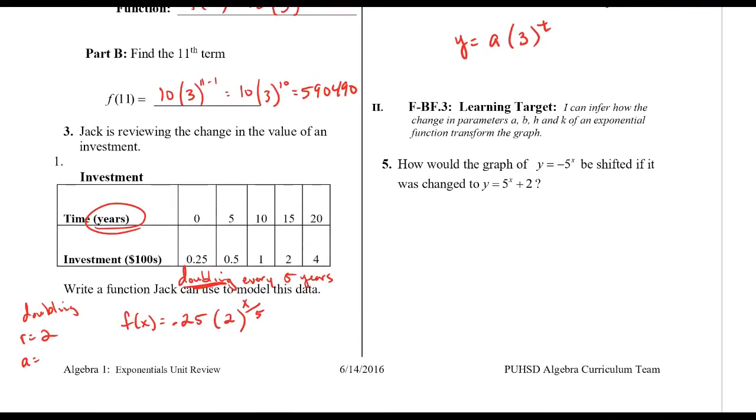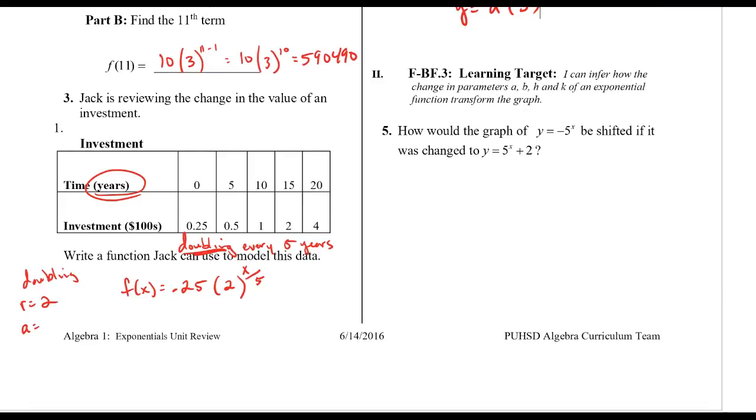So number 5, how would the graph of y equals negative 5 to the x be shifted if it was changed to y equals 5 to the x plus 2? So shifting, we can shift up and down, we can reflect, we can compress, we can stretch. First thing I notice is that I have a negative 5 in the original equation, and I'm missing the negative. So that negative means that my graph is going to reflect. So the negative implies that the graph reflects over the x-axis.